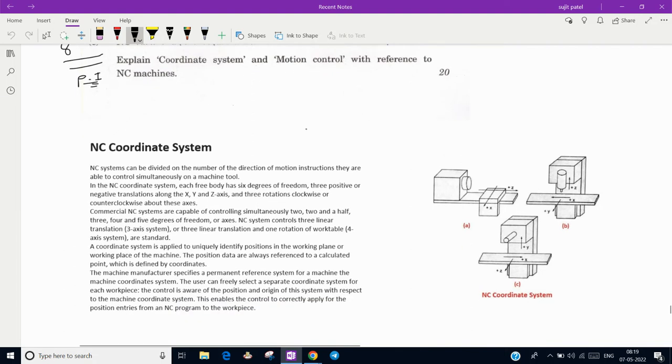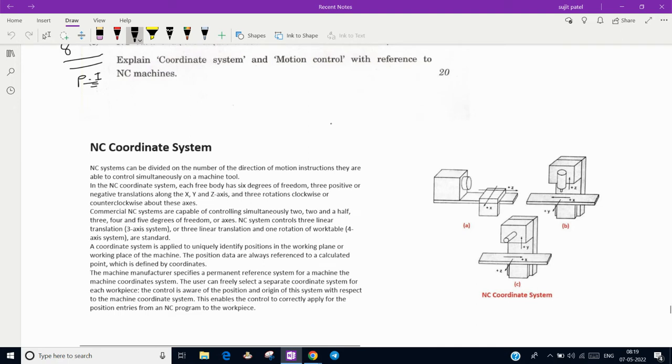So what is a coordinate system? NC systems are divided by the number of directions of motion that they simultaneously control. Generally, there are 6 degrees of freedom in NC control, 3 linear and 3 rotational. Commercially, there are 2-axis, 3, 4, 5 and 6 degree of freedom control systems.